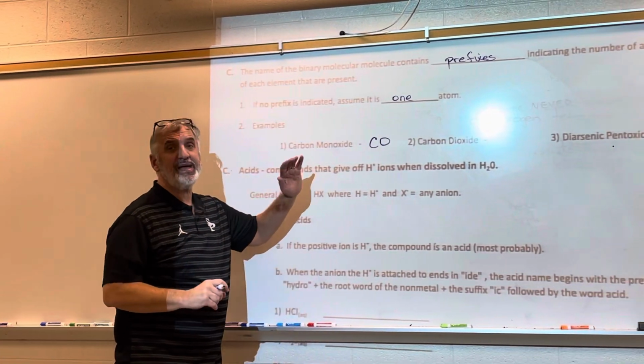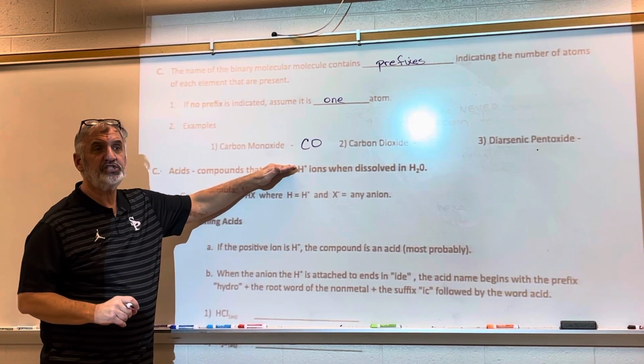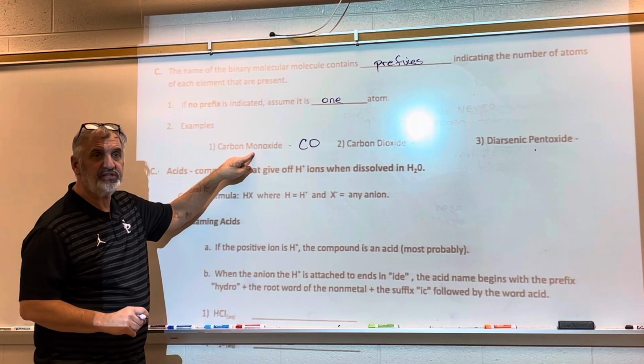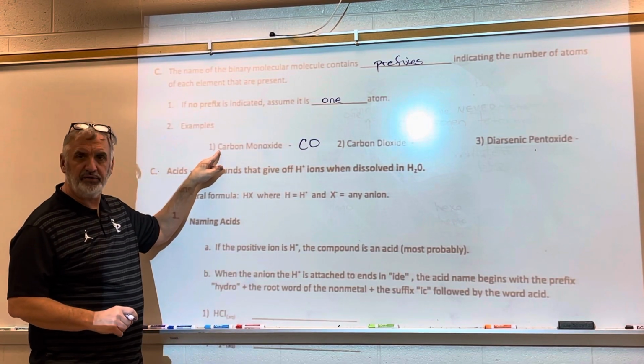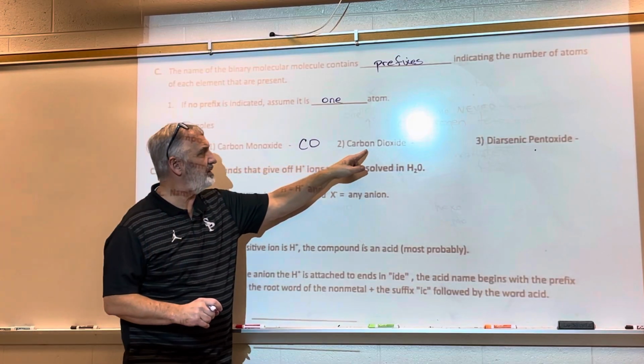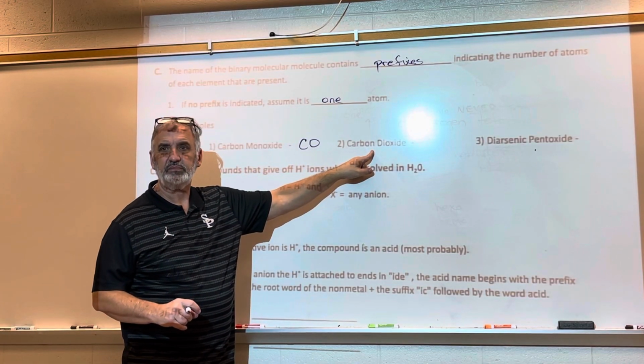But the main thing on carbon monoxide is just notice that we use the mono on the second one, you don't use the mono on the first one. So this very common compound is going to be what? CO2.